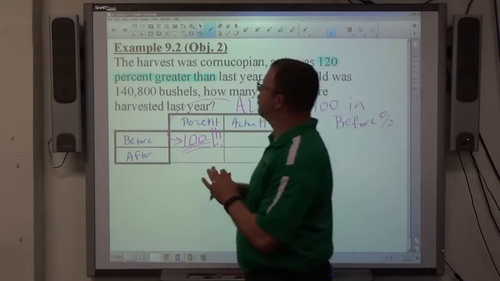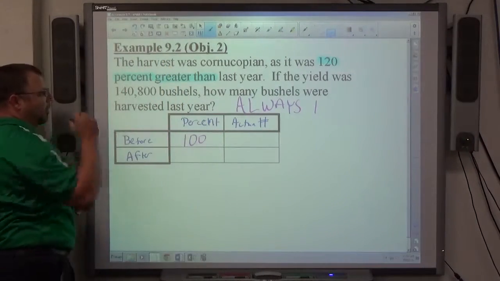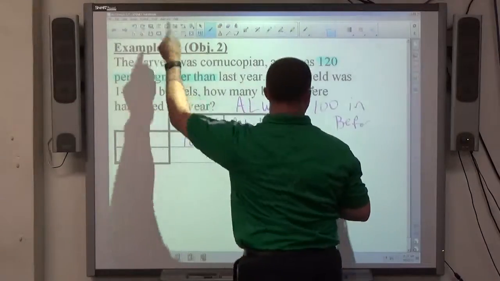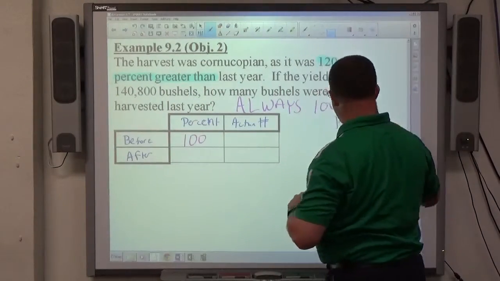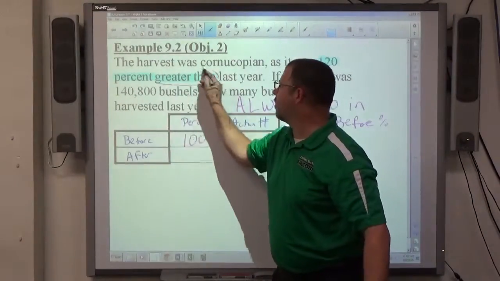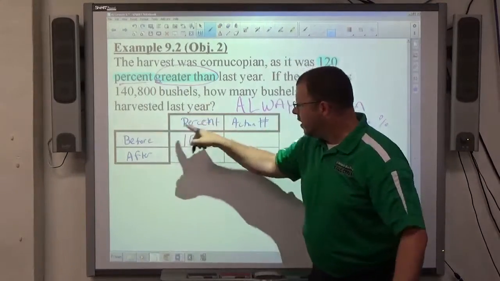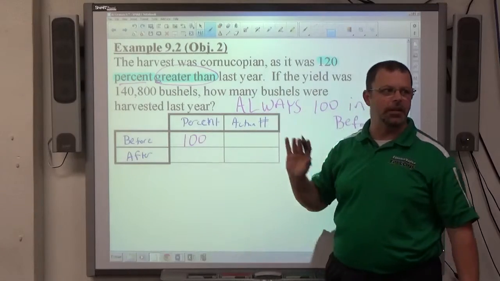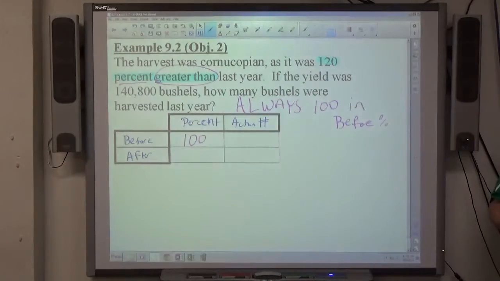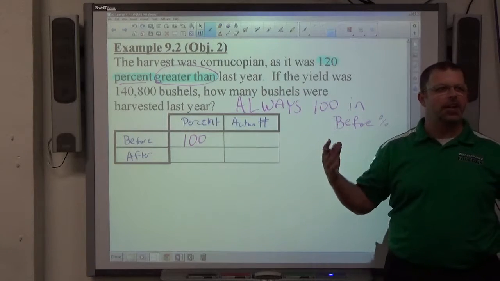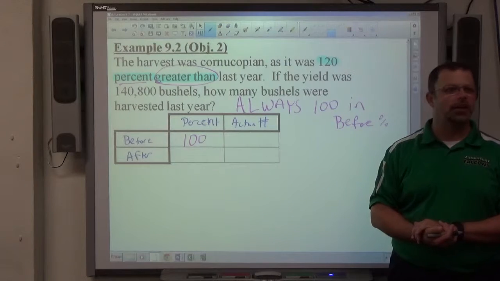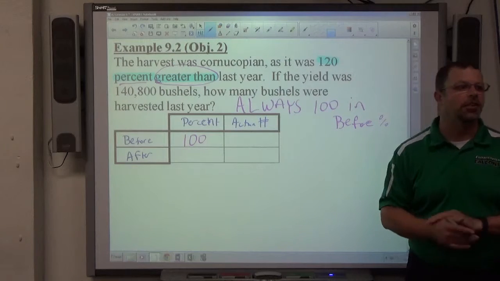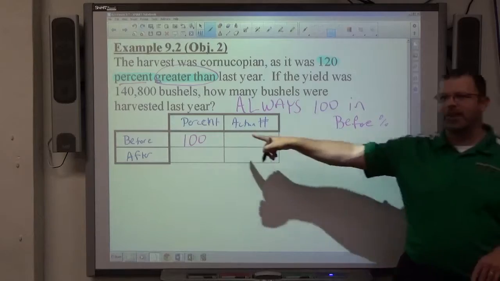So as soon as you see it's this kind of problem, as soon as you see greater than or less than after the word percent, put your before, your after, your percent, and actual, and put 100 right there immediately. Don't even worry about any other numbers in the whole problem. Just put 100 right there. I've said it 6 times now. Some of you will still, for the sake of my insanity, not put a 100 there just to see what it does to me. And it's not very nice of you. So please, everybody, put a 100 right there immediately.